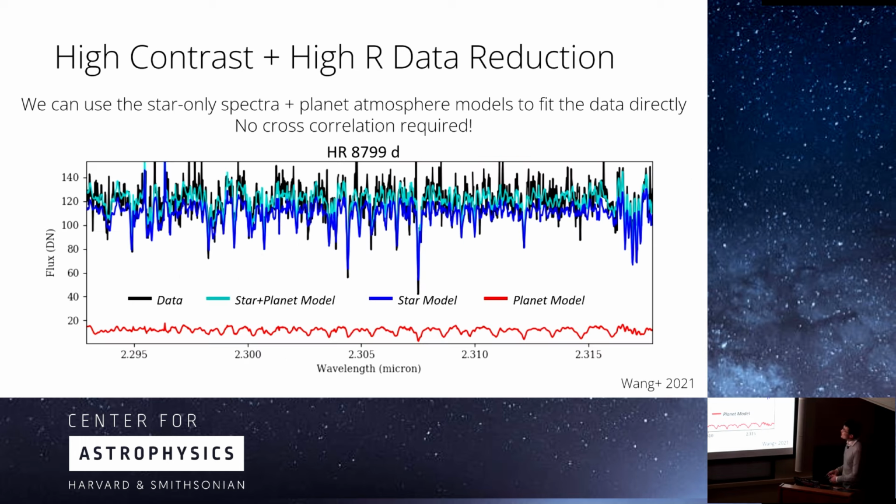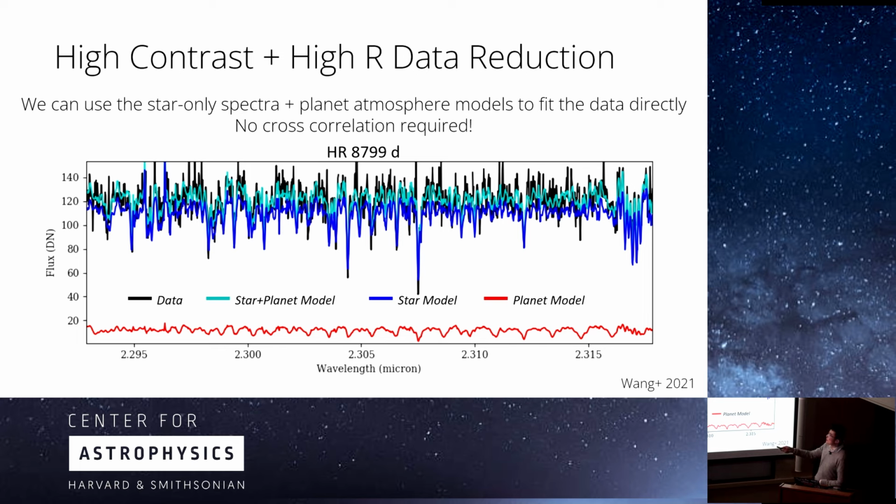This is how we actually reduce our data. We combine high-resolution spectroscopy techniques with high-contrast imaging techniques that we're familiar with from our field. Essentially, we just fit the data in data space. On black, this is the spectra that we obtained from that one red fiber. That spectra has a combination of residual starlight leaking into that fiber plus planet light.